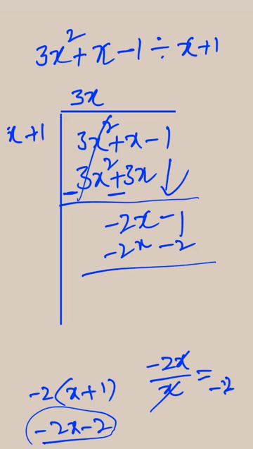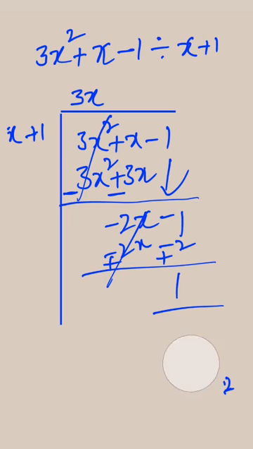Again we have to subtract it. If we subtract, signs change. So minus 2x plus 2x cancel, minus 1 plus 2 is plus 1, which is the remainder. This is the remainder we got finally.